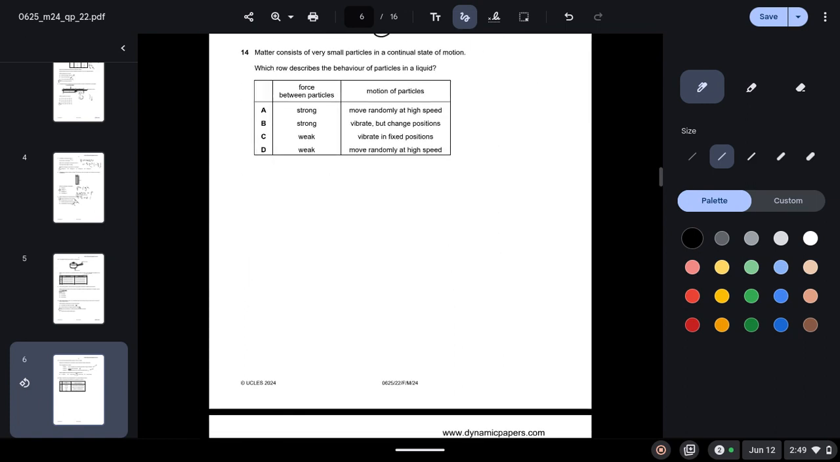Matter consists of very small particles in a continuous state of motion. Which row describes the behavior of particles in a liquid? The force between particles is relatively strong, and for the motion of particles we have two options. Move randomly at high speed, we know that this is for gases. So the other option would be your correct option, which is vibrate but change positions.